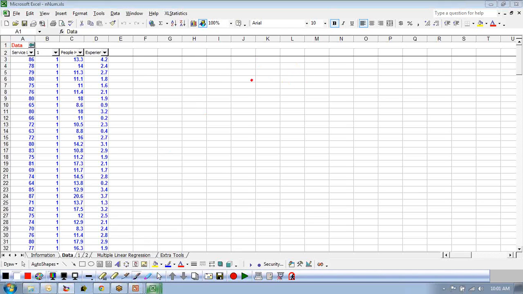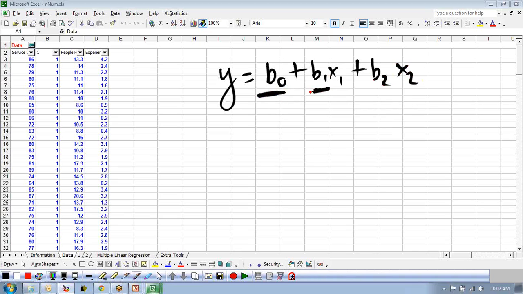So remember, the equation that we're looking for is y equals B0 plus B1x1 plus B2x2 here. That's what we're trying to fit. And we don't know the coefficients for B0, B1, and B2. So Excel stats we're going to use to help find out what those coefficients are. That's it. We're going to fit this equation.